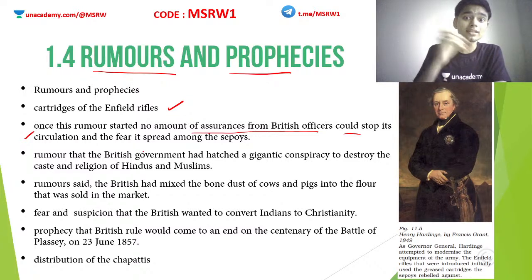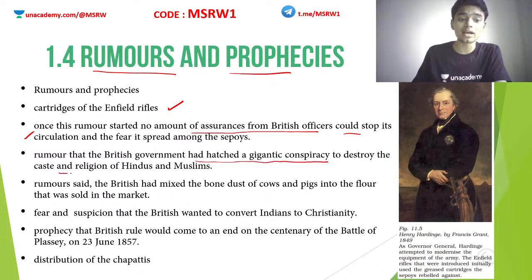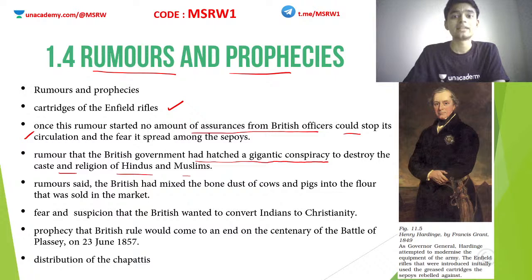There was another rumor also, which says the British government has hatched a gigantic conspiracy to destroy the caste and religions of Hindus and Muslims. The British were Christians, and the major sections of the Indian society were Hindus and Muslims. So most of them thought that the British were interfering in their religion. They wanted to destroy Hinduism and Islam, and they wanted to spread Christianity. So this was another rumor that was spread.